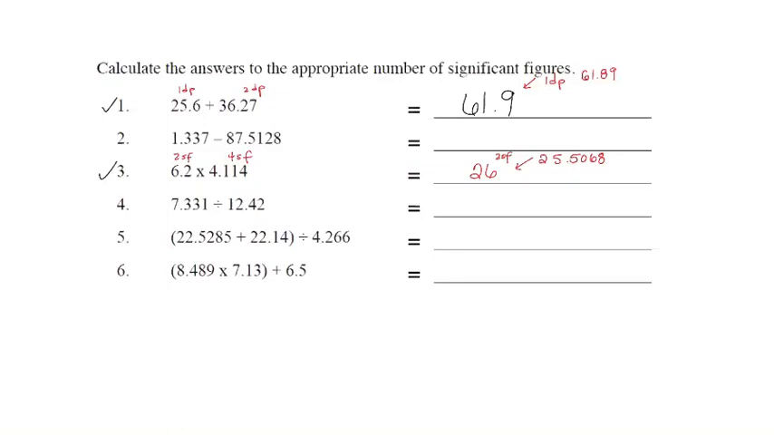We did problem one in which we were adding 25.6 plus 36.27. So even though our calculator display, you can see it in the corner, which is 61.89, since the smallest of the two decimal places illustrated in our measurements was one decimal place, we rounded to one decimal place.